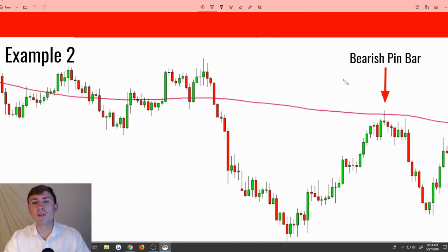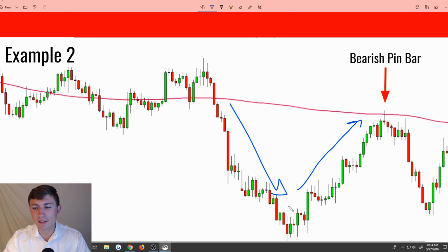Example number 2, we have a really nice example of a bearish pin bar. Again, respecting the overall trend, we have our 200-day moving average here. You can see price moving to the downside, and we had a movement to the upside, right? A reversal or a retrace in this downtrend. You can see price initially was moving to the downside. We've retraced a little bit, and look what we get here right at this 200-day moving average.